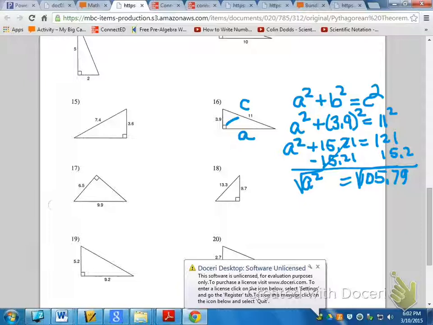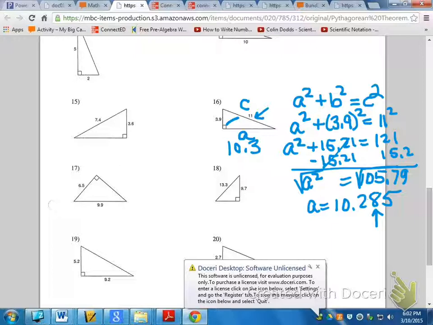And I would get 10.285. Rounding to the nearest tenth, that means I'm going to look at the hundredths place, and that's an 8. It's 5 or higher, so it tells me to go up. So A is going to be 10.3. I knew it was going to be less than 11 because that's the hypotenuse. But A, I would round to 10.3.